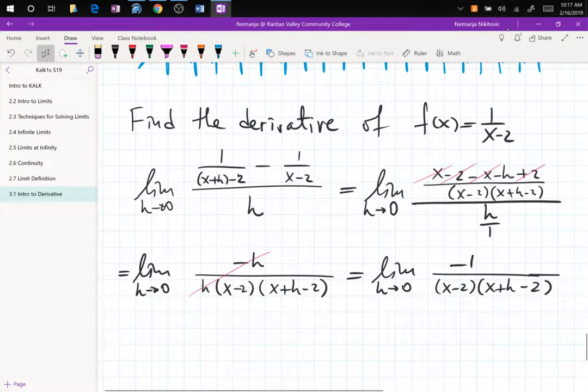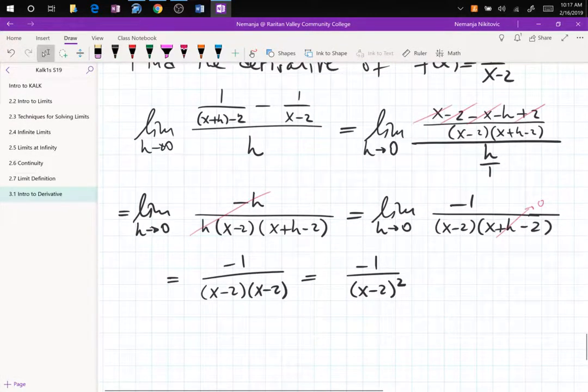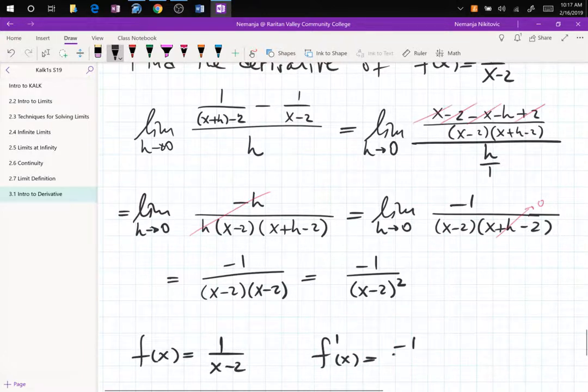So now h goes to 0. That means this h drops. And we have negative 1 divided by x minus 2 times x minus 2, which is negative 1 divided by, no coughing, x minus 2 squared. And there it is. That's the derivative. So for the function f of x equals 1 over x minus 2, the derivative f prime is negative 1 over x minus 2 squared.